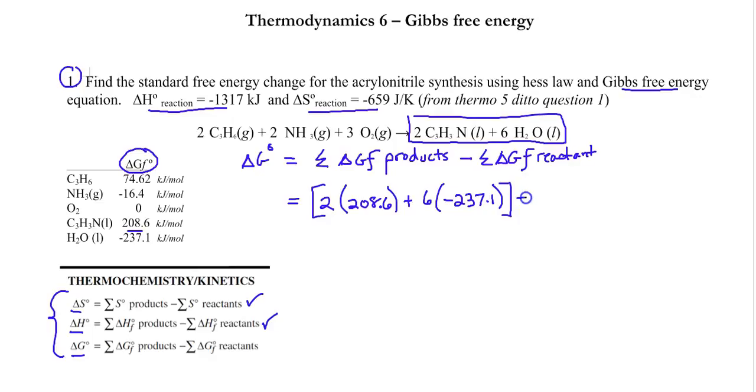Okay, and then we're going to subtract 2 C3H6, which is right here. So 2 times 74.62, plus 2 times the ammonia, NH3, which is negative 16.4. If you notice, this one right here is an elemental state, and just like heats of formation, delta G of formation, if you've got an elemental state, is also 0. So this would be 3 times 0. Trust me, it's 0.